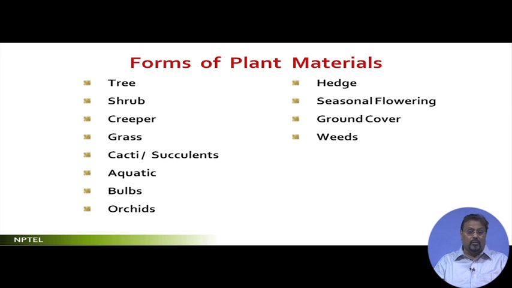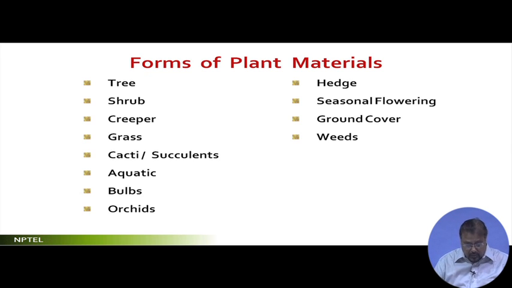Okay. And weed is a very peculiar thing. Weed is a negative aspect to us. Hedge, season flower and ground cover are all positive elements to us, positive forms, but weed is always a negative form of plants. Interestingly, weed is also another type of plant. A tree can be called a weed, a shrub can be called a weed, or any such creepers, grass, cacti, succulents, aquatic bulbs or orchids, all can be called weeds only if they are negative to other plants. That's what a weed is.